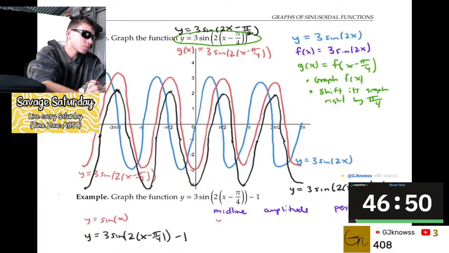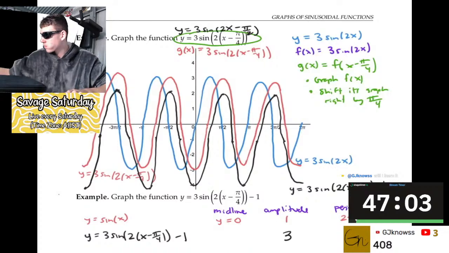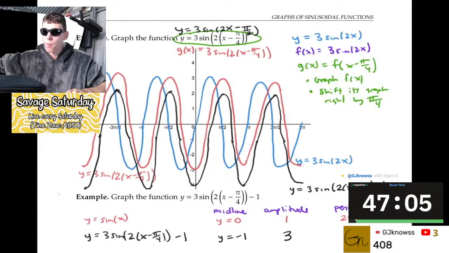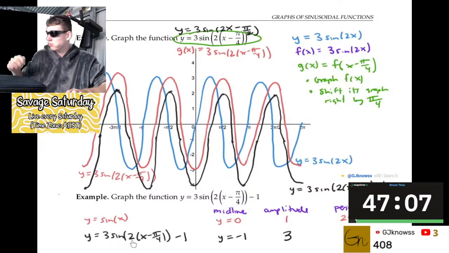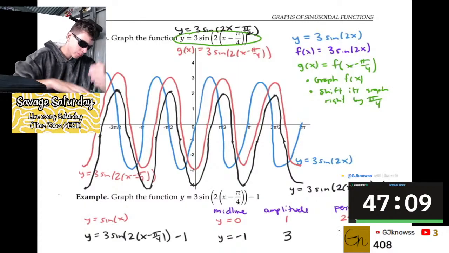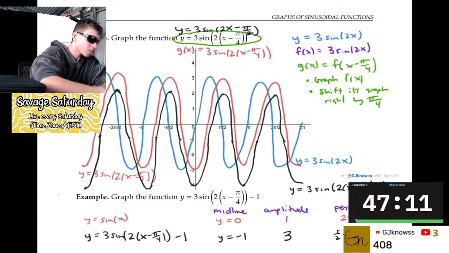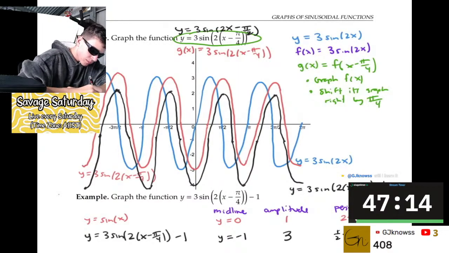Our original sine function has midline at y equals 0, amplitude of 1, and period of 2 pi. For our transformed function, the 3 on the outside stretches vertically, so it makes the amplitude 3. The minus 1 on the outside shifts everything down by 1, so it brings the midline, y equals 0, down to y equals negative 1. The 2 on the inside shrinks everything horizontally by a factor of 1/2, so the period becomes 1/2 times 2 pi, which is pi. Finally, there's a horizontal shift going on.